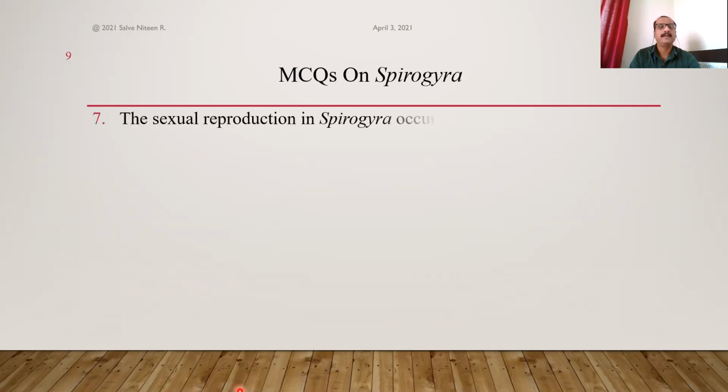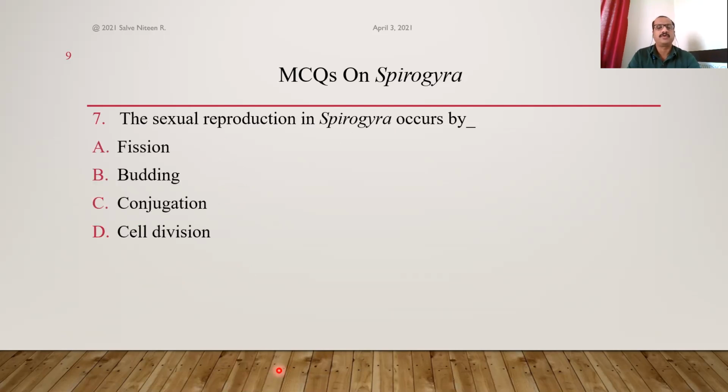Next question. The sexual reproduction is isogamous, but it occurs by which method in Spirogyra? Fission, budding, conjugation, or cell division? We know that within isogamous, it is more primitive and it is called conjugation, which involves the fusion of the entire content of two different cells. The entire contents of the two cells fuse and unite with each other, and that method is called the conjugation method. So here the answer is option C. That is the correct option.